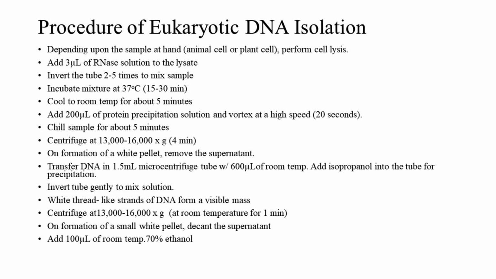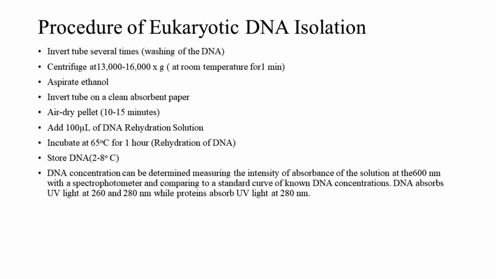Centrifuge at 13,000-16,000 xg, at room temperature for 1 minute. On formation of a small white pellet, decant the supernatant. Add 100 µL of room temp 70% ethanol. Invert tube several times, washing of the DNA.